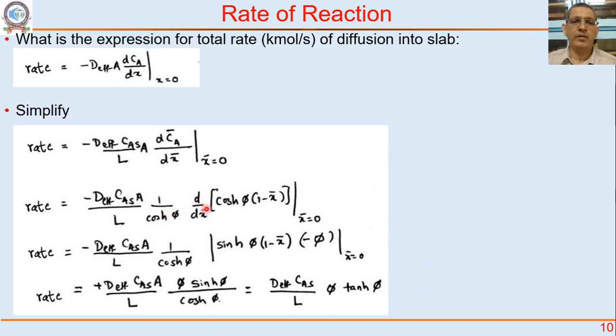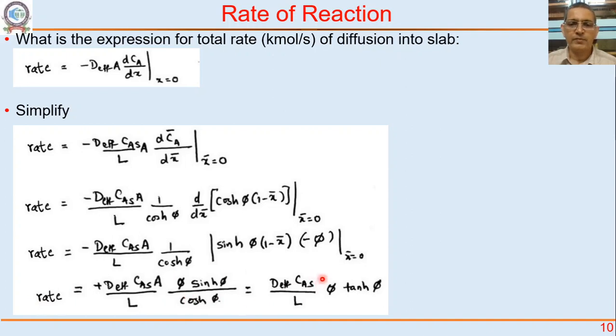Cos phi I can take out, d by dx bar of cos phi (1 minus x bar). So that will be sin phi (1 minus x bar) into minus phi. So this minus would cancel out. Rate would become effective diffusivity C_AS phi by hyperbolic tan phi. You see.